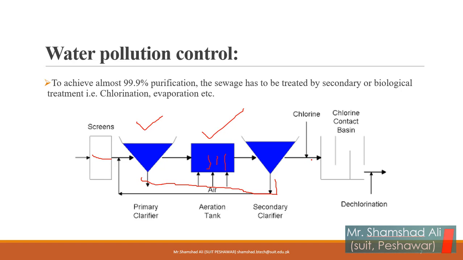After that, chlorine gas is passed through the treated water, and then the chlorine contact basin, and then this is the dechlorination. This is basically the dechlorination, when chlorine gas is evaporated from the water as well. So this is the secondary treatment. And by doing this process, you can achieve 99.9% purification of the sewage.